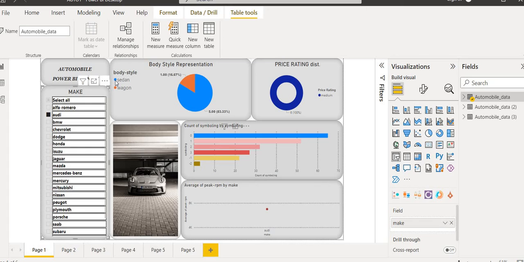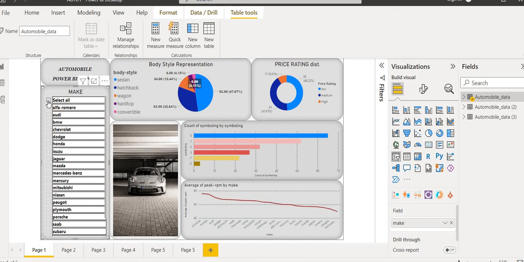Now you can see that Power BI gave us the body style representation of Audi, price rating, and average peak RPM, and all this data is taken from the spreadsheet. You can see the slicer which is made from the make, meaning the official makers of cars, brands. You can select all in order to get the information of all the required data.